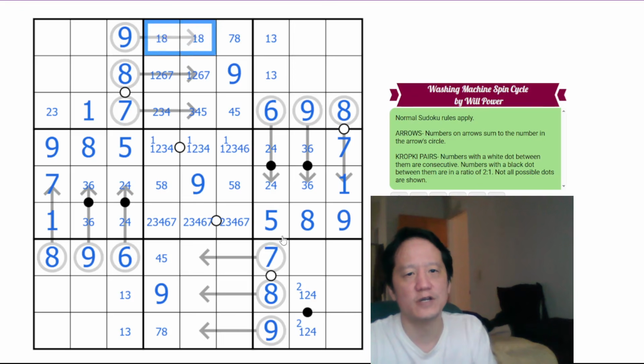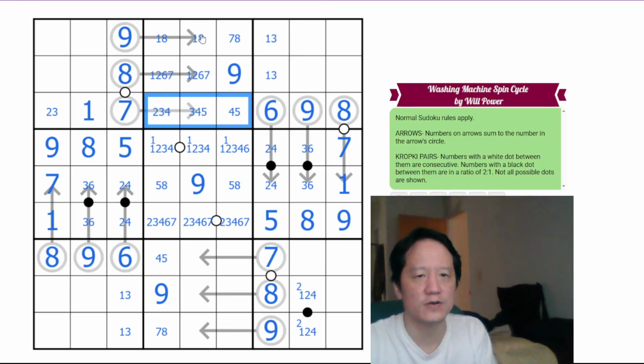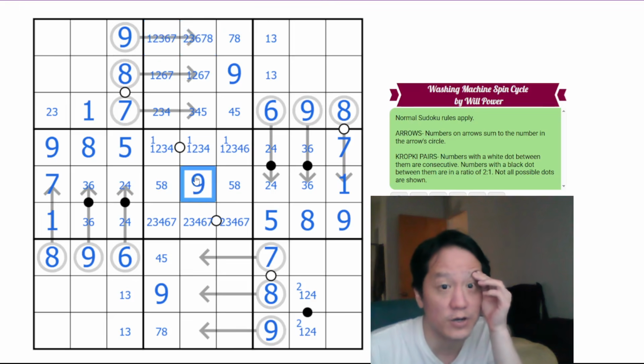We could have 1, 8, no 4, 5 here. So 1, 8, 2, 7, or 3, 6. And again, this can't be 8, so this can't be 1.